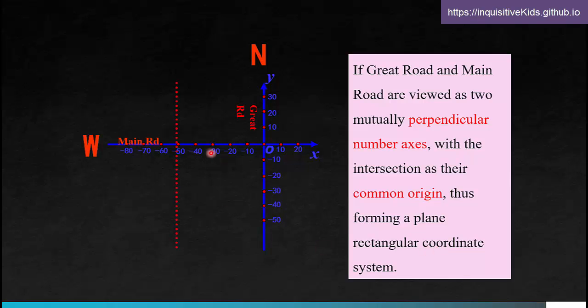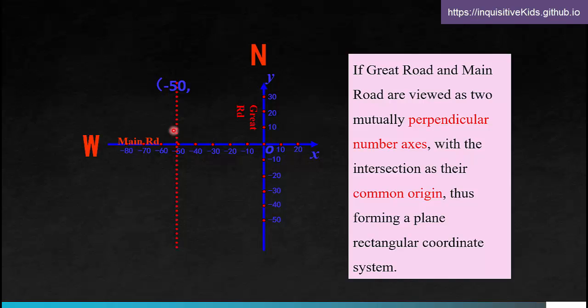We want it to be 50 meters west of Great Road. So we draw a line. And this line is not just any line through this negative 50 here. It's a line that is perpendicular to this x-axis. You see the letter X labeling this horizontal axis, because X represents the horizontal axis. The y-axis is the same as the vertical axis. So this line we just drew is perpendicular to the x-axis. At the same time, it is parallel to the y-axis. So this gives us our first coordinate, negative 50.